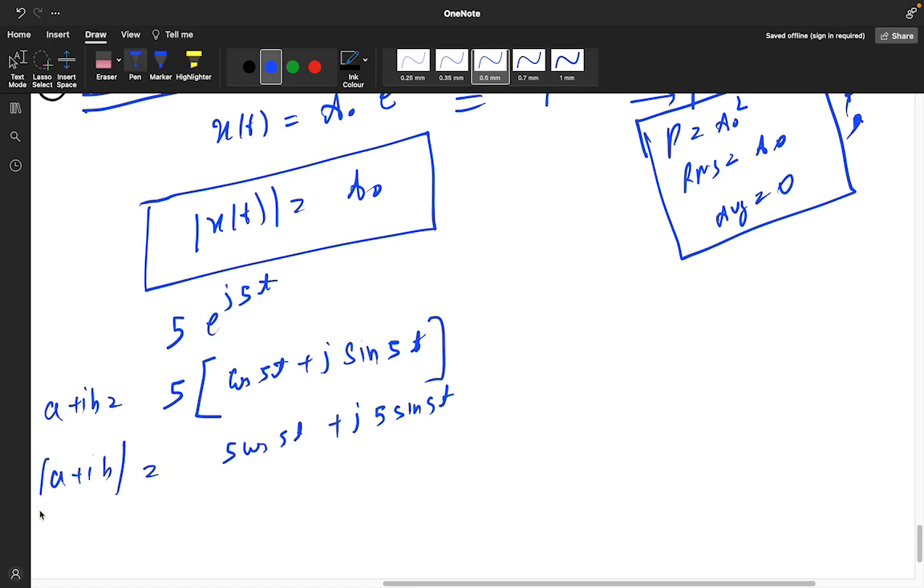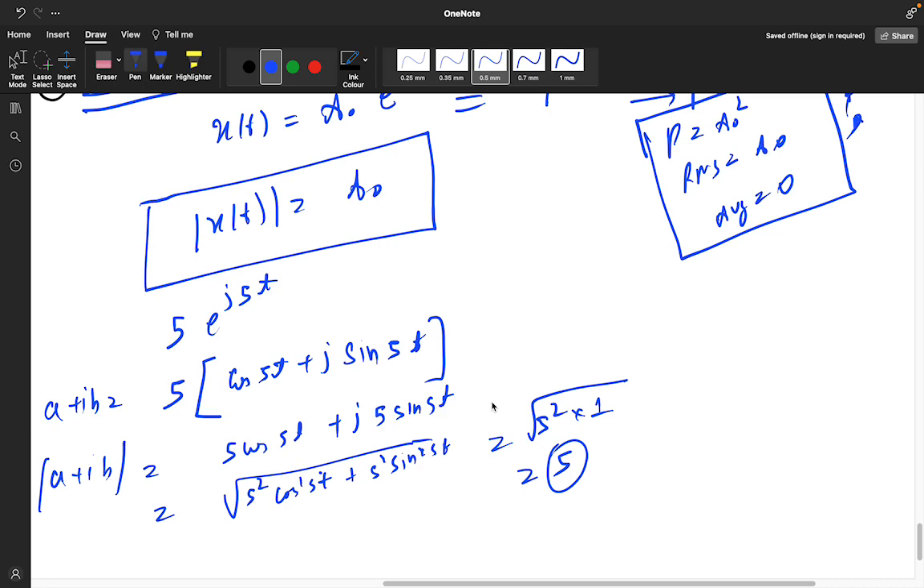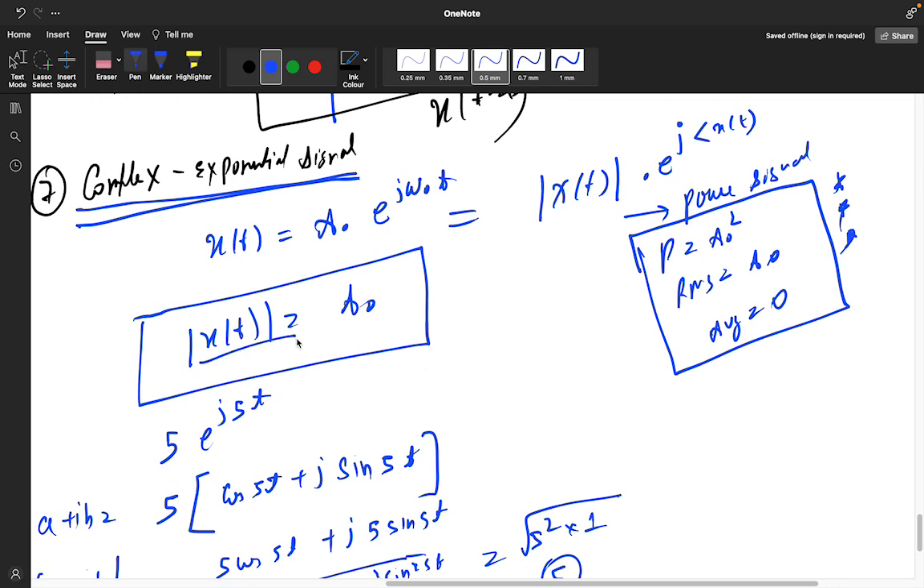What is the mod of this a plus ib? You will get root under 5 square cos square 5t plus 5 square sin square 5t only. So 5 square will come outside, and under the root cos square x plus sin square x will be 1 only. So you will get 5. That's why they had written mod of x of t is a naught only.